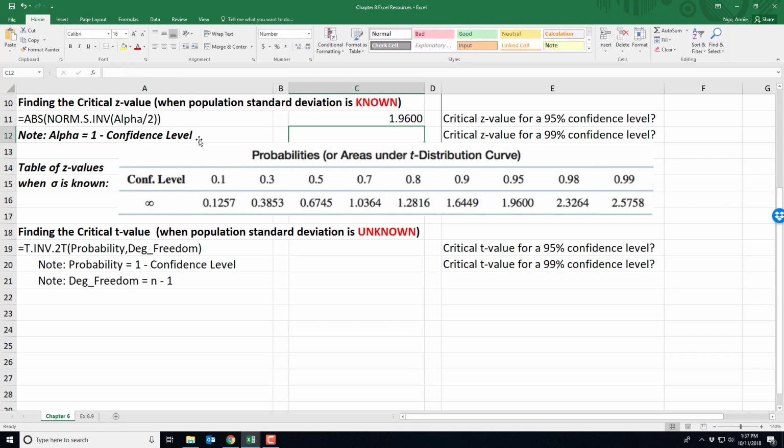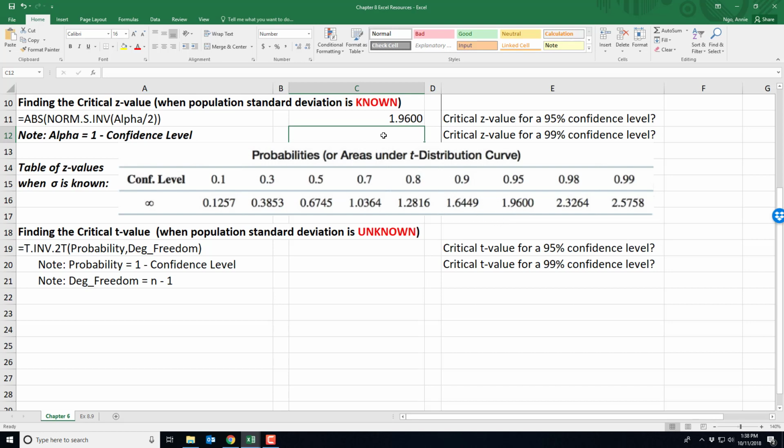And when I hit enter, I get 1.96 for my 95% confidence level. And we can see that in the table right here. At 95% or 0.95, it's 1.96. You'll note in the commonly used table I provided before, it only goes out a few decimal places, and then this table goes out to 4.